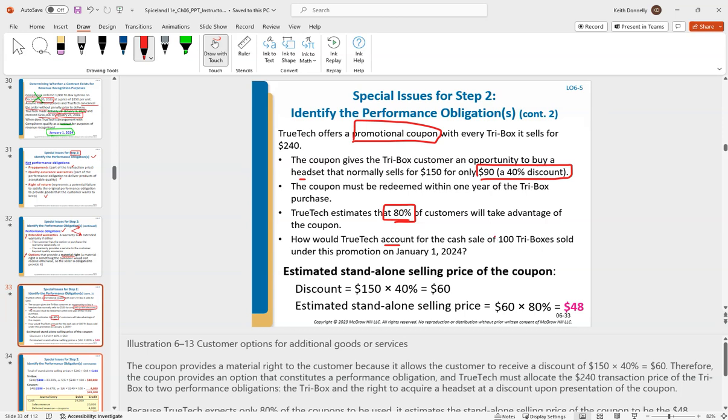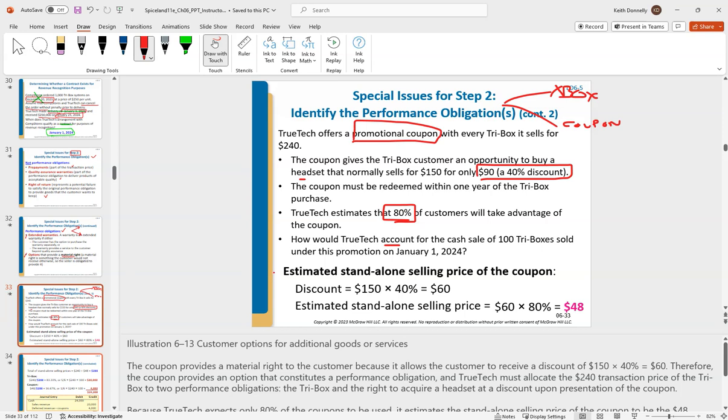Hey, we're Xbox. We sell 100 Xboxes. When they open up the box, there's a coupon inside. The coupon says, hey, you can buy a headset for $90, a 40% discount. We think of all the Xboxes we sold, 100 of them, that 80% of the customers are going to take us up on this coupon. So really what's going on here is we have two performance obligations, the Xbox and the coupon.